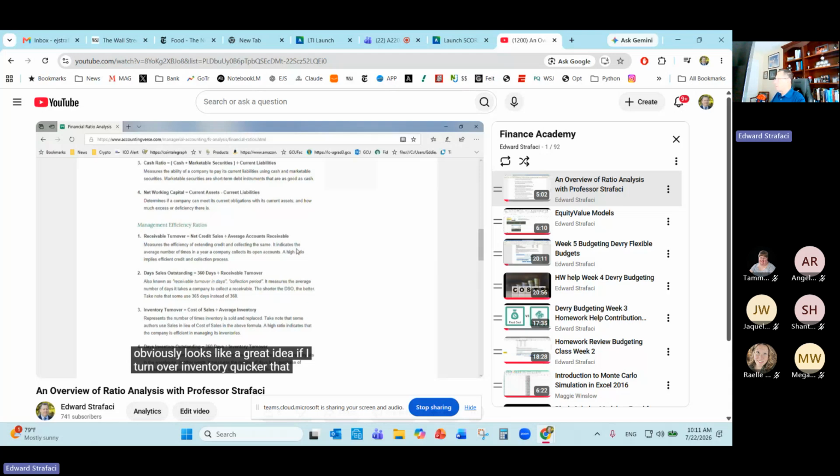But here's another example. If I have two companies and one company's inventory turnover is better, and I immediately assume that they're better managers, I have to look a little deeper. Maybe they're not carrying enough inventory. Because even though inventory is dead money, it's a necessity.